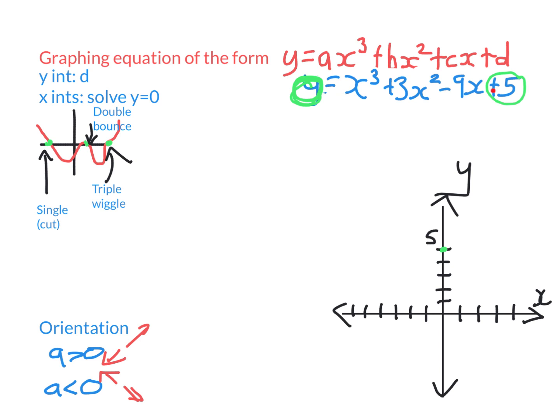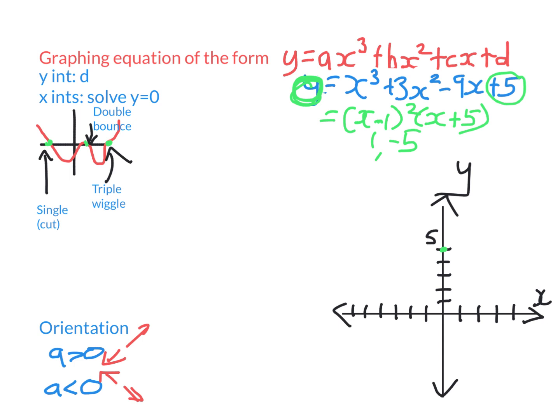The goal is we want to factorize this. I won't go through the whole process of factorizing. I went through that in another video, but if you factorize this, it turns out you get (x minus 1) squared times (x plus 5). So the two x-intercepts here are 1 and -5.